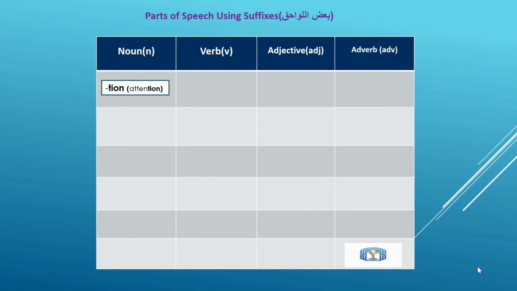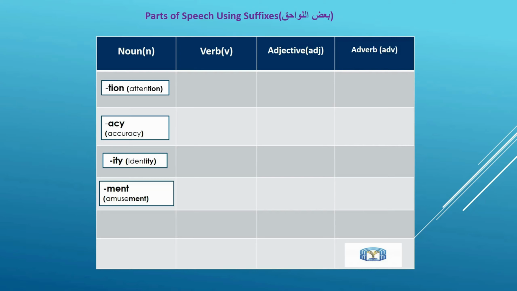So for example, -tion, this is a suffix. هذه من اللواحق. And this suffix helps us know that the word attention is a noun. Likewise, -acy, accuracy; -ity, identity; -ment, amusement; -ness, friendliness; and -er/-or, researcher and inventor. So these suffixes allow us to know that the word is a noun. هذه اللواحق تساعدنا لمعرفة أن هذه الأسماء.